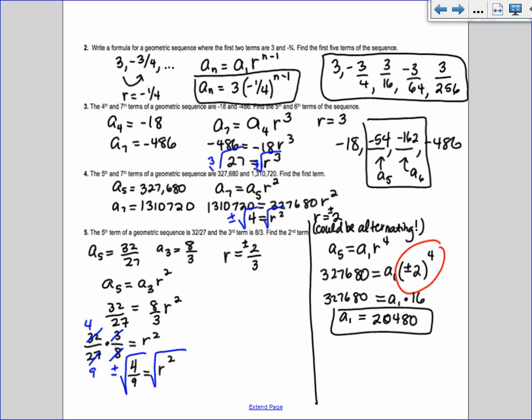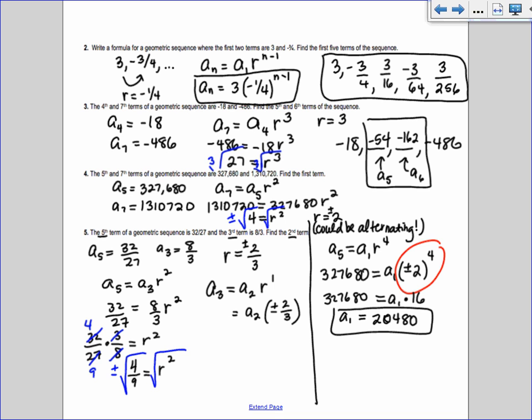All right, so I get my r as plus or minus 2/3. So I'm going from the 5th term to the 3rd term, and now I want to go to the 2nd term. I can use either the 5th or the 3rd. It doesn't matter. I use the one that's closer. I'm going to use the 3rd. So A3 is going to equal A2 times r to the first. So A2 is the one we don't know. r is plus or minus 2/3.